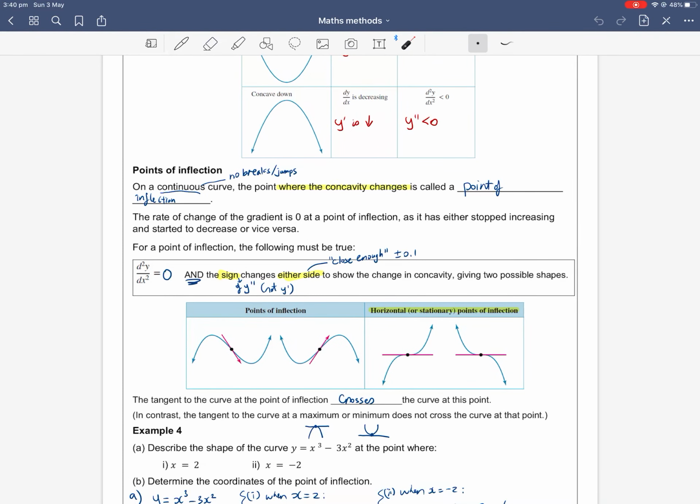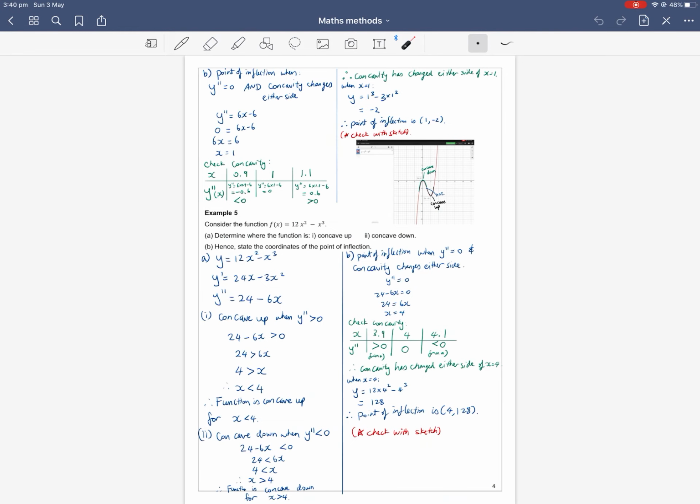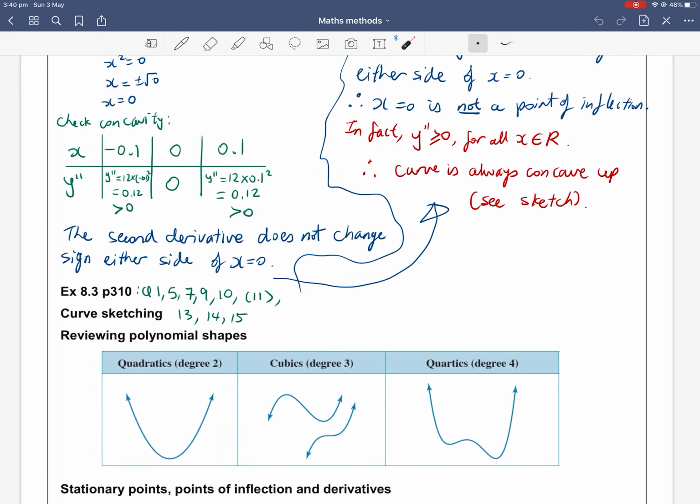And then we introduced the idea that if your double derivatives are zero, and the sign changes to either side of your y dash dash, your second derivatives, then you have a point of inflection, or a stationary point of inflection, or a horizontal point of inflection. So we've got to put that to use today, where we're going to sketch some curves.